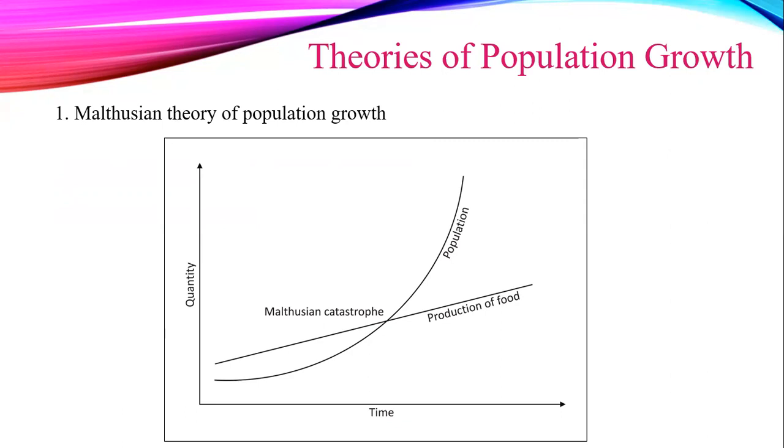Malthus had tried to establish a mathematical relationship between the rate of growth of population and the rate of growth of food supply. See the graph here. According to Malthus, population grows in geometric progression, meaning 2, 4, 8, 16, 32, 64, etc. Whereas food supply grows in arithmetic progression, meaning 1, 2, 3, 4, 5, 6, 7, 8, 9. Mainly because food supply is subject to the operation of the law of diminishing returns.